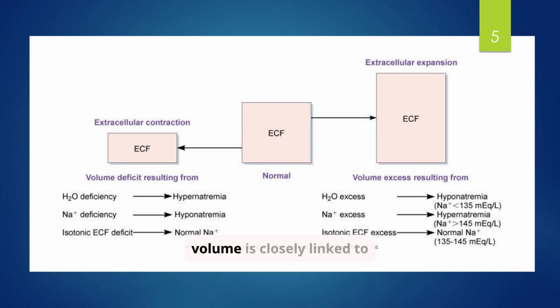Extracellular fluid volume is closely linked to sodium and water balance. Volume deficit or extracellular contraction can result from water loss leading to hypernatremia, sodium loss leading to hyponatremia, or isotonic loss with normal sodium. Volume excess or extracellular expansion can result from water excess causing hyponatremia, sodium excess causing hypernatremia, or isotonic excess with normal sodium levels.